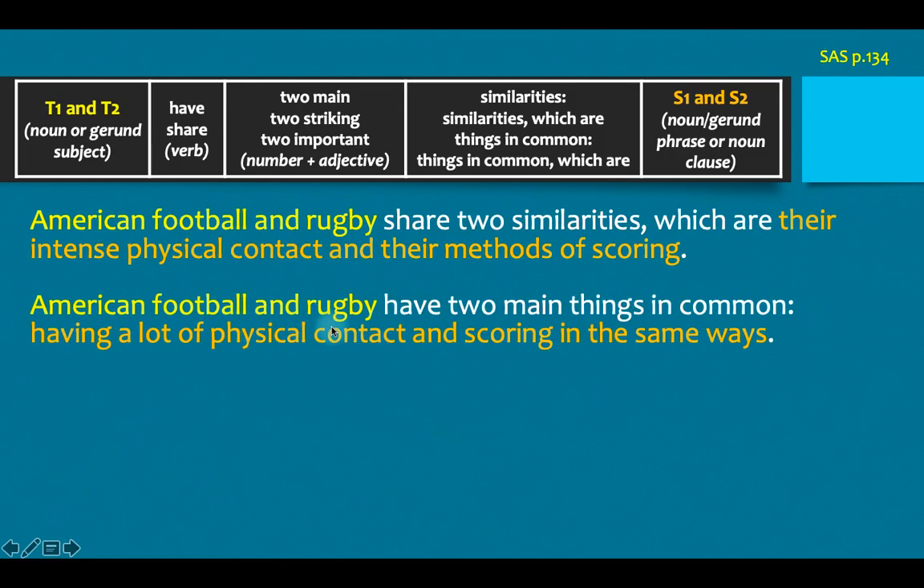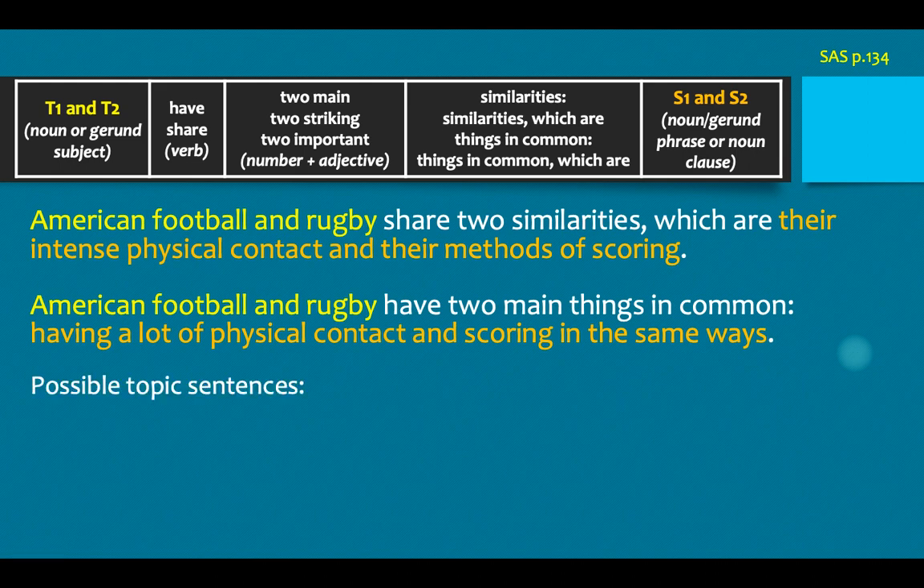American football and rugby, T1 and T2, have two main things in common. Things in common, two main things in common, and the colon. And this tells us that there's going to be a list. In this case, I've done it with gerund phrases, having a lot of physical contact and scoring in the same ways. So having and scoring, I'm using parallel structure.